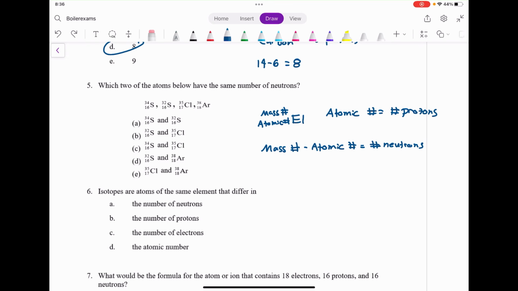34 minus 16, this one is 18 neutrons. 32 minus 16, this one has 16 neutrons. 35 minus 17, this one is 18 neutrons. And then this last one has 20 neutrons. So which two have the same? Looks like this sulfur and then this chlorine. So that was sulfur 34 and chlorine 35, which is this one, I believe 5C.